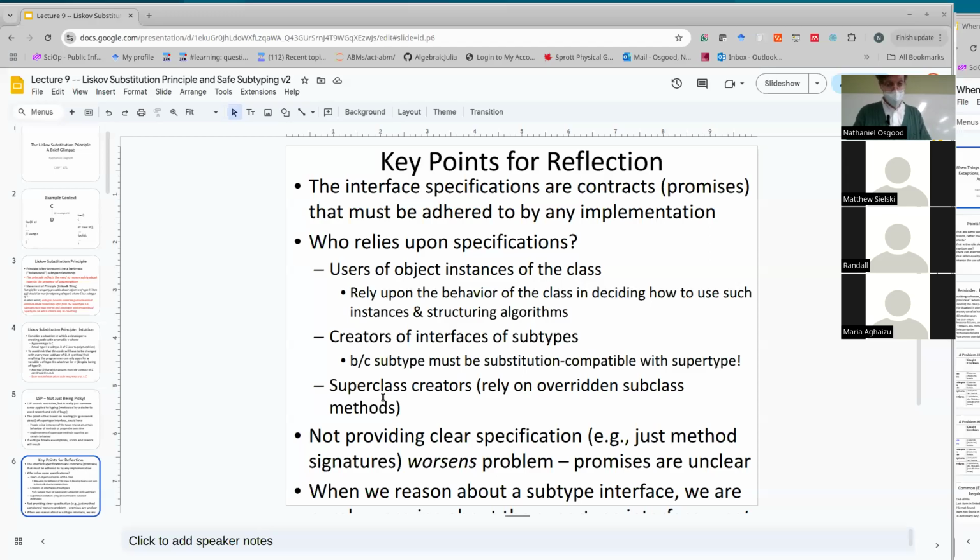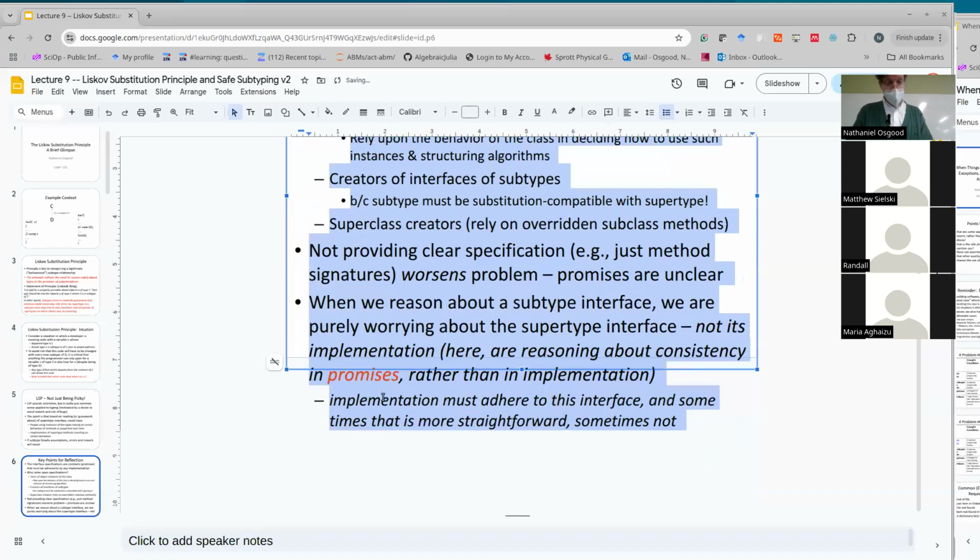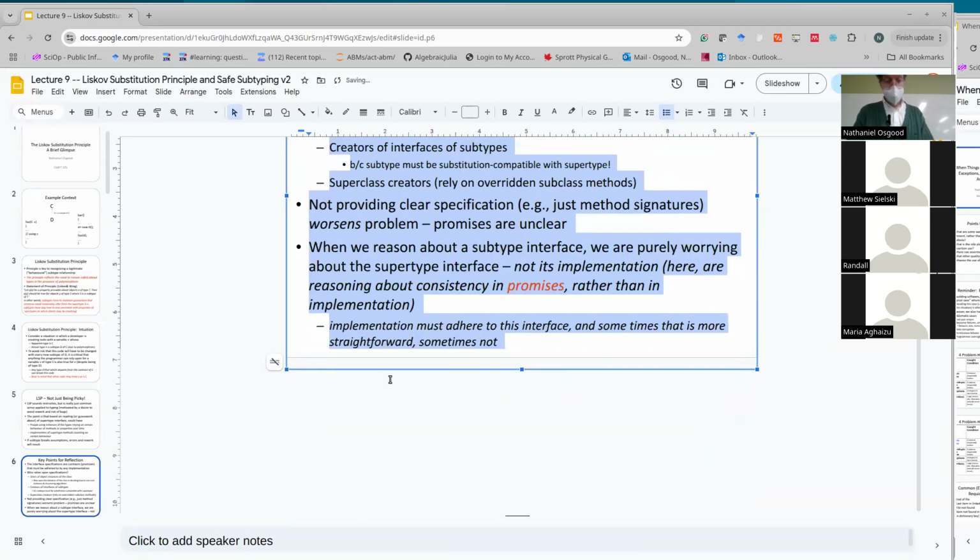By the way, I notice this slide is not fitting in here, so I'm going to shrink it down in kind of a brutal way. Okay.